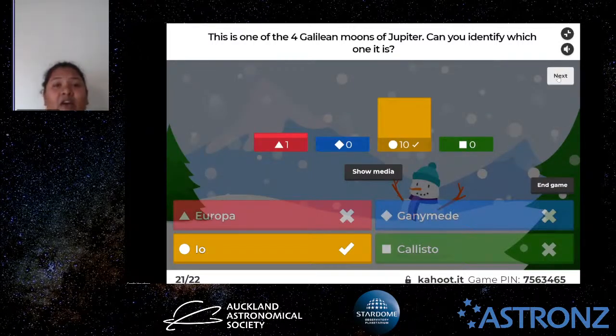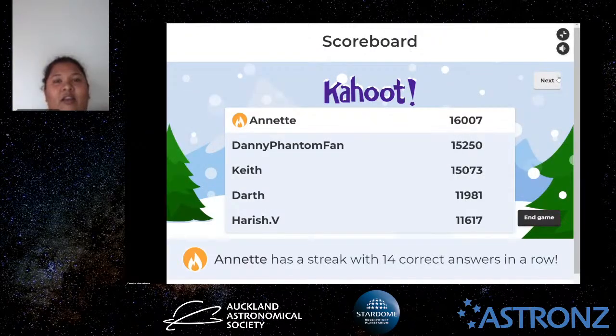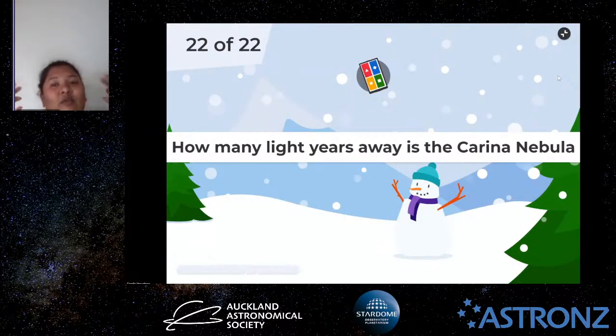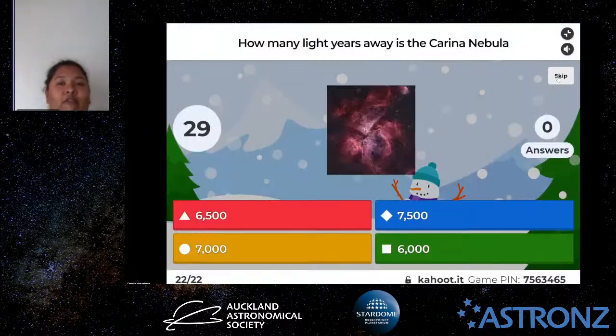It is in fact Io, so great job for all 10 of you that did get it right. It is quite a stark image. So it doesn't look like the leaderboard has changed much. Here is the last question for tonight. Personal favorite, talking about the Carina Nebula. How many light years away is the Carina Nebula?